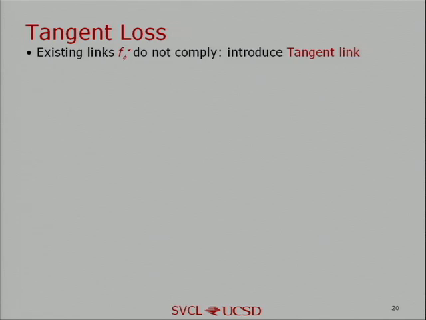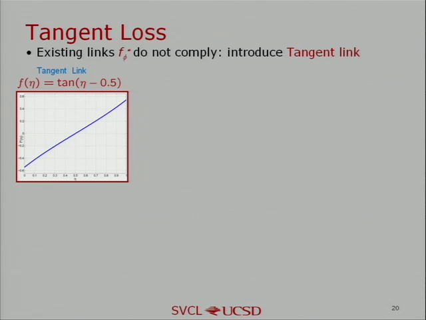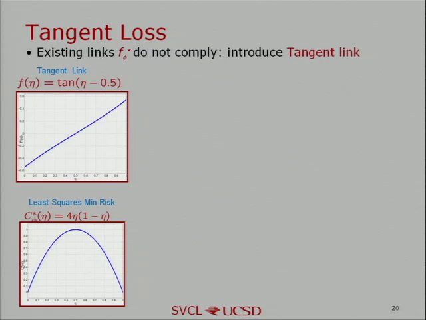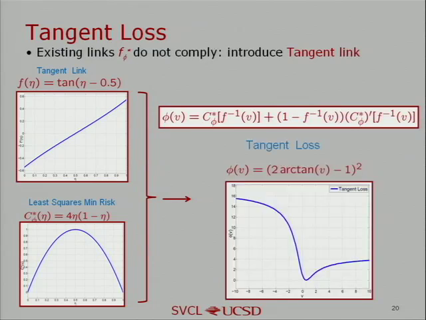And unfortunately, existing link functions F star don't comply with those requirements. So we introduced the tangent link, which does. So this is the plot of the tangent link. And we pair it up with the least squares minimum conditional risk again, plug it into the formula, and we get what we call the tangent loss, which actually has the desired shape, of course.